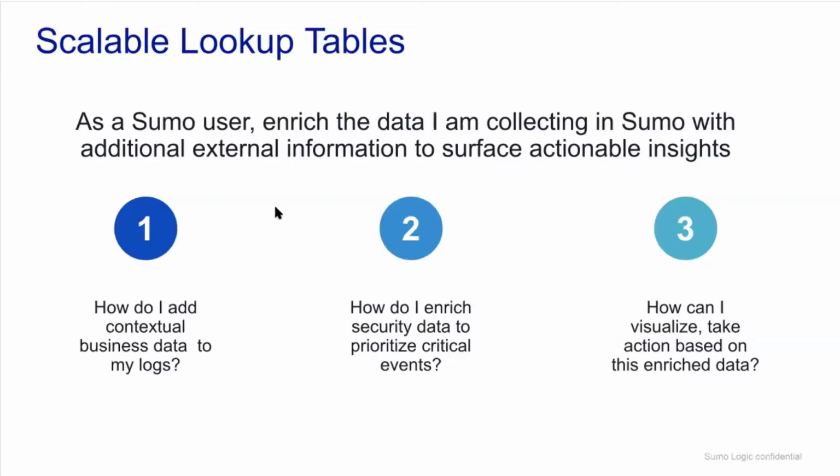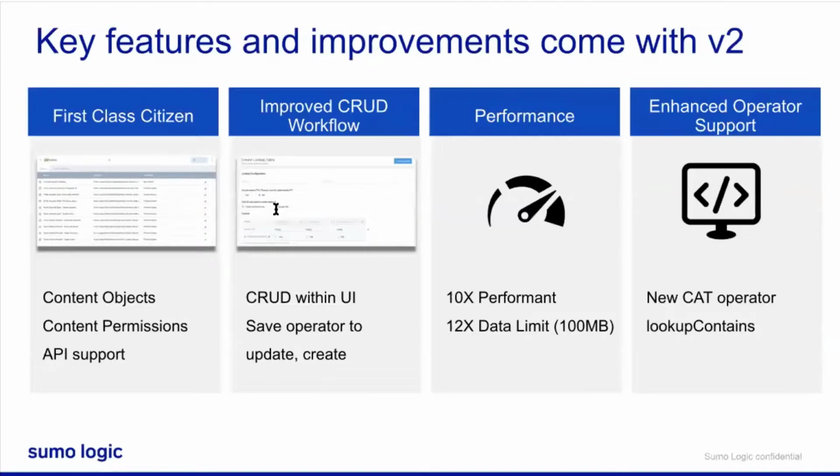In terms of our benefits, we have completely re-architected the product from the backend and have introduced several additional benefits with the new lookup capability. The first one is really around usability. Lookup tables are first-class citizens in Sumo Logic now. What that means for you is that lookup tables will be available in the content library like saved searches and dashboards. You will be able to organize them into folders and manage them like any other content type. Along with that, you can also now manage permissions of lookup tables using the UI as well as the API.